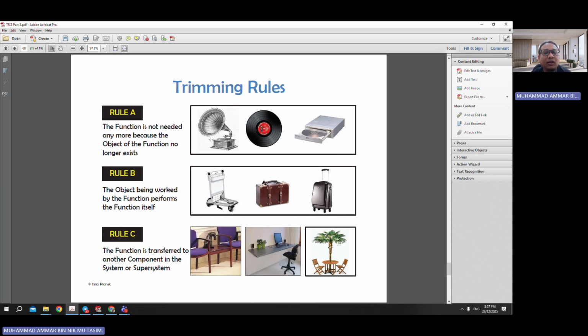For example, this one, usually we do have a speaker, and we apply this on the speaker to detect the sound. Now we don't have to do that. We just use a disc, and now we're not even using this anymore. So this step of the process is not needed anymore. This one is no longer needed. The third rule is the function cannot be improved, and it can be transferred to another component.